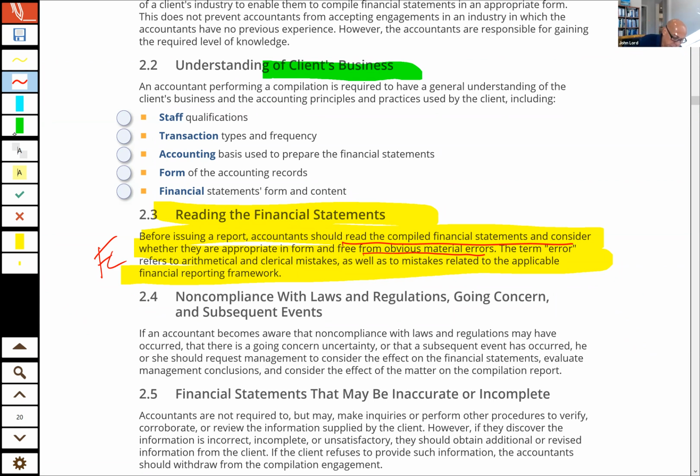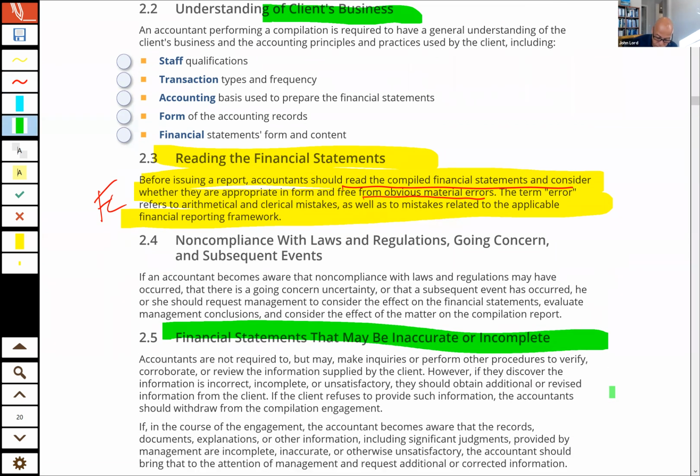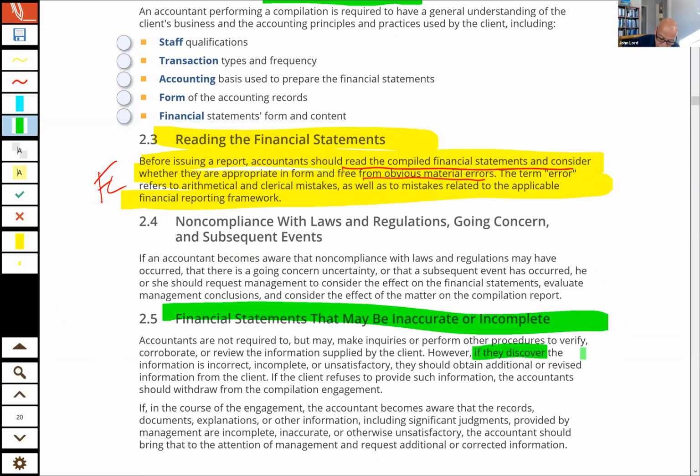Now, if the financial statements are inaccurate or incomplete, so when you do that read and you discover information is incorrect, incomplete, or unsatisfactory, then obtain revised information from the client. So if the balance sheet doesn't balance, you're going to say, make it balance. What's going on here? Okay. Now, what if the client says, hey, you're not giving any assurance, so don't tell me to make my balance sheet balance? Then if that's the case, we will withdraw from the engagement.